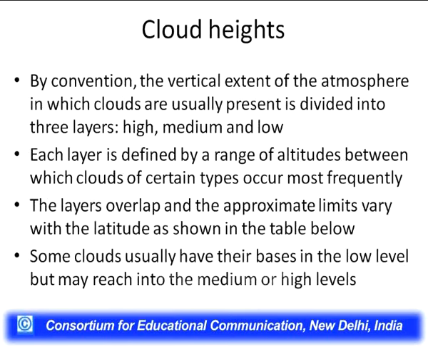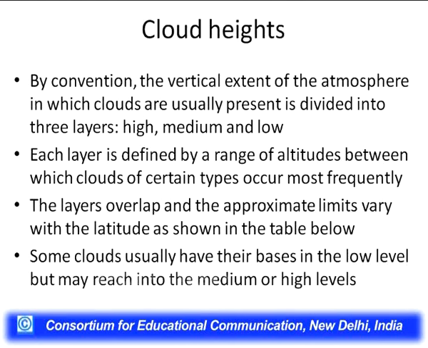By convention, the vertical extent of the atmosphere in which clouds are usually present is divided into 3 different layers: high, medium and low. Each layer is defined by a range of altitudes between which clouds of certain types occur most frequently. The layers overlap and the approximate limits vary with the latitude as shown in the following table.